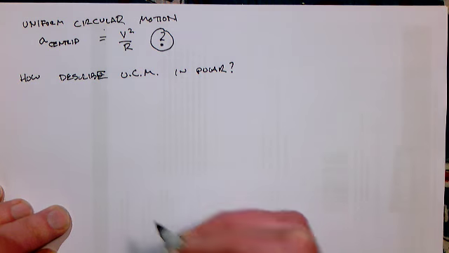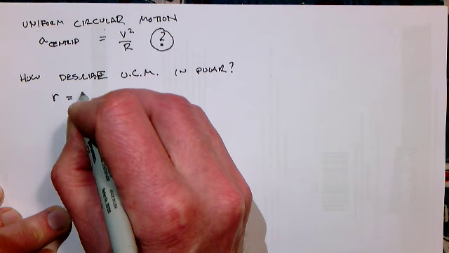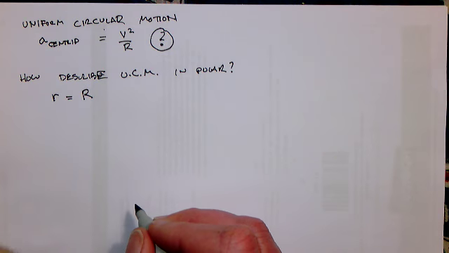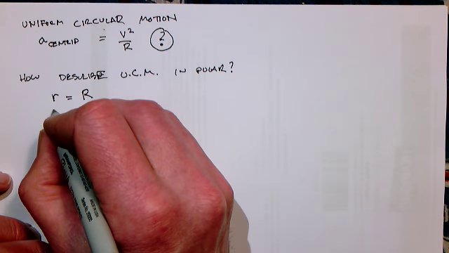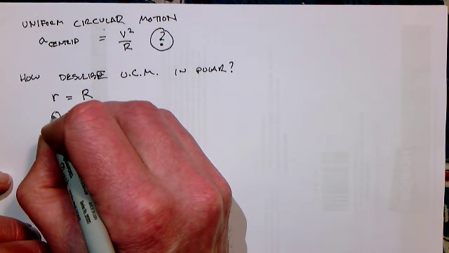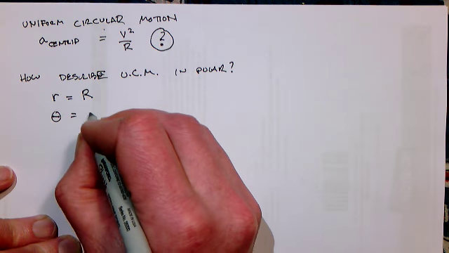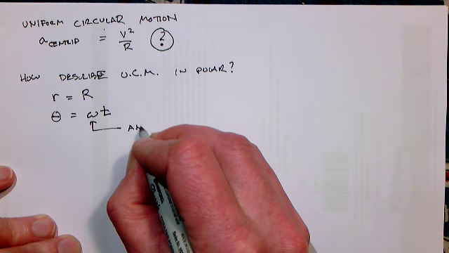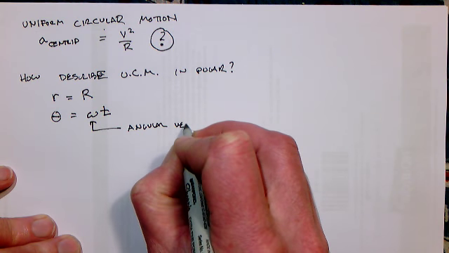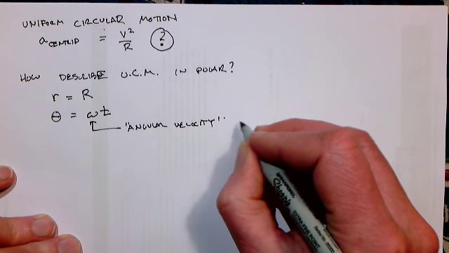Well, that's fairly easy to do. Uniform circular motion means that the distance from the origin is constant. So the magnitude of the vector is a constant r. And it also means that the angle increases or decreases linearly in time. So theta we'll say is omega times t, where omega is what we call the angular velocity. It's just a number in this case, and the units are some number of radians per second.